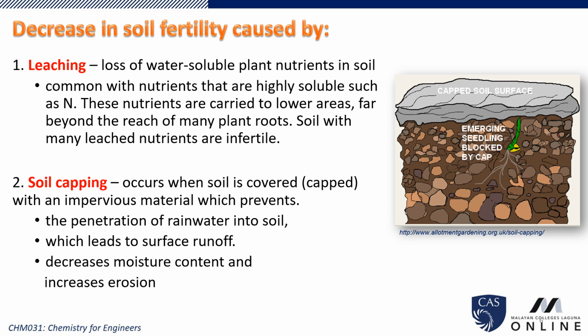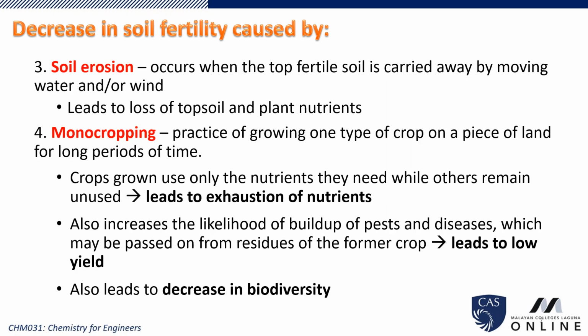Next is soil capping. It occurs when the soil is covered with an impervious material which prevents the penetration of the rainwater into the soil, which leads to surface runoff, which also leads to the decrease in the moisture content and increased erosion of the soil. For soil erosion, it occurs when the top fertile soil is carried away by moving water or wind. This leads to loss of the topsoil and plant nutrients.